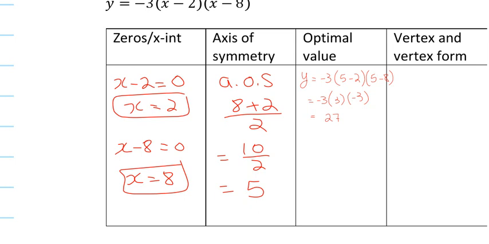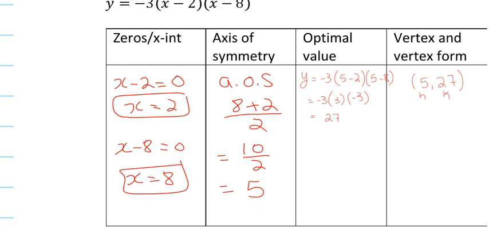So, the vertex now. What's the x value of the vertex? 5. What's the y value of the vertex? 27. So my vertex is (5, 27). That's the axis of symmetry, and that's the optimal value. Is this making sense right now to you?